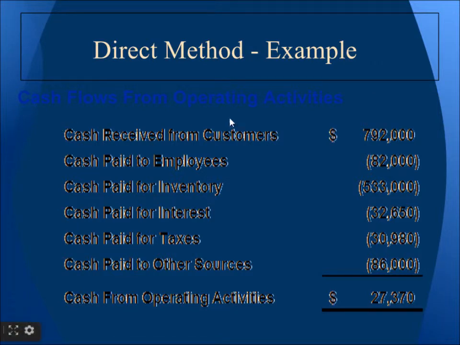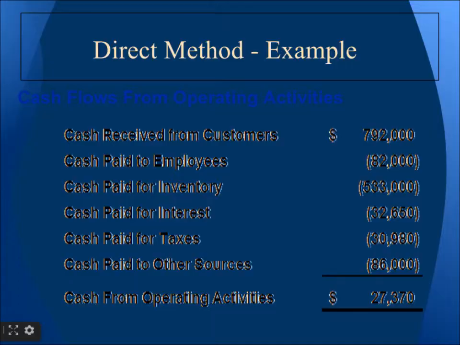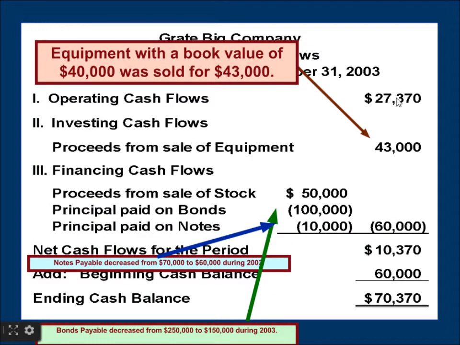Now we have to add all of them together, which we calculated step by step, and then whatever value we got, we add or subtract, and we get the net cash flow from the operating activities for this example. So what is the value? 27,370, which is here, operating activity cash flow.